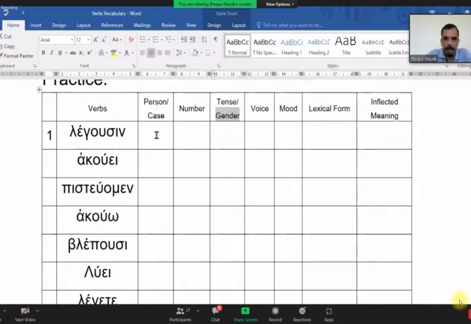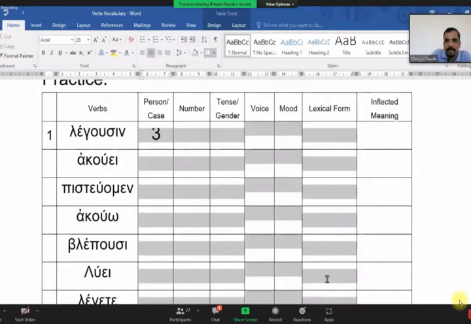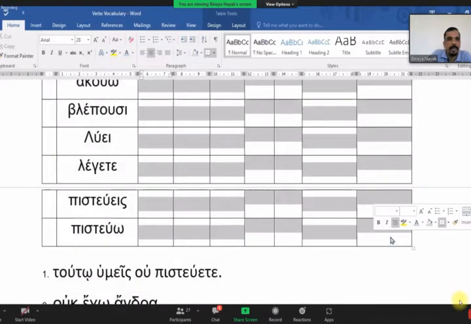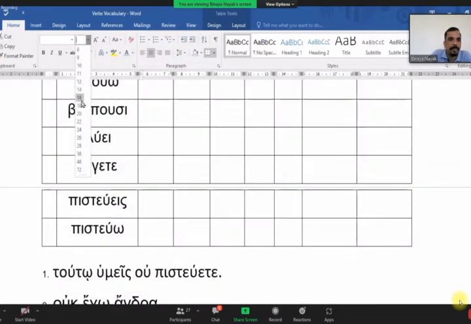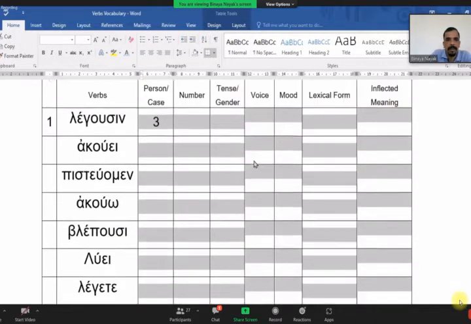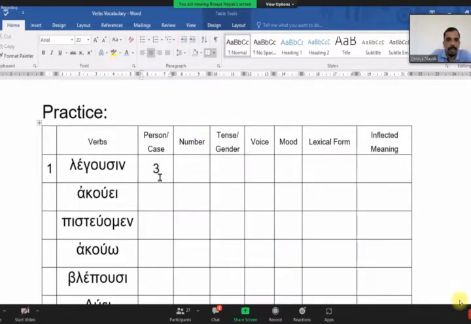So let's parse this one. What is the person? It is third person plural. I'll try to type. Oh, this is too big, let me reduce the font size a little bit. Okay, third person, number is plural. Then tense?